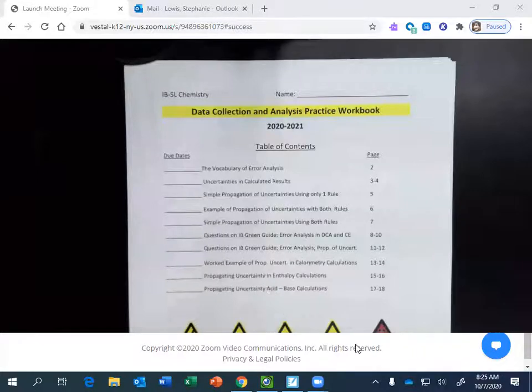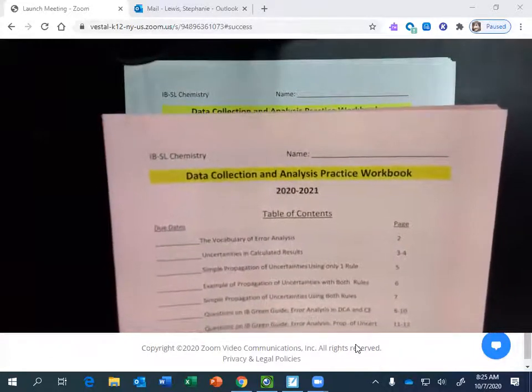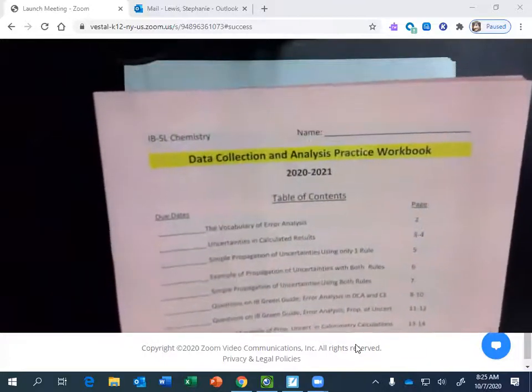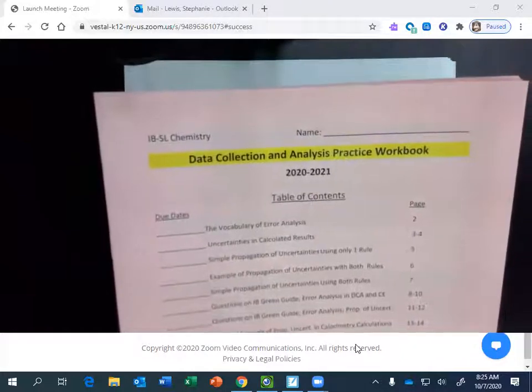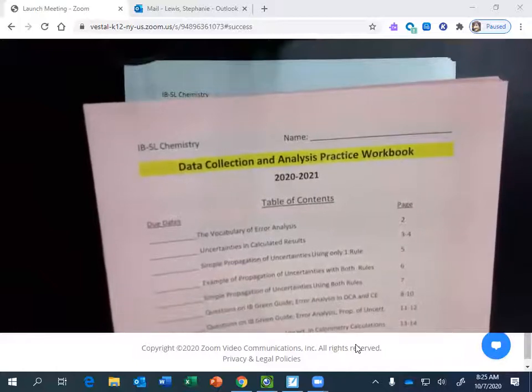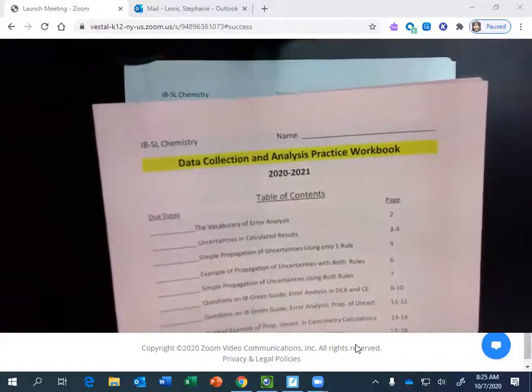Today's lesson is an introduction to propagation of uncertainty. For this lesson, you're going to need to use your pink data collection and analysis practice workbook. If you're accessing this document from Schoology, it's called collective documents for data collection and analysis practice or something like that. Okay, so it's a pink workbook that you have received.